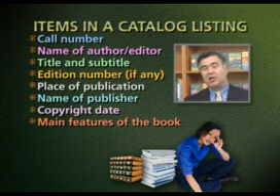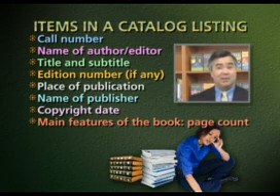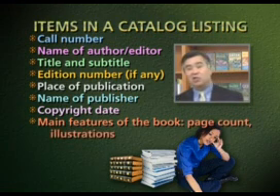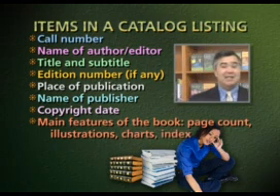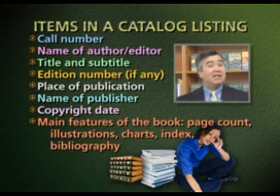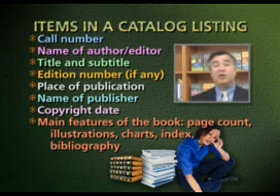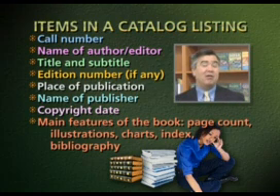The catalog listing will also list some of the main features of the book. For example, it'll show you how long the book is, the page count, whether or not it has illustrations, charts, whether there's an index, whether there's a bibliography. These kinds of details are not needed for your bibliographic information, so you don't have to write them down, but take a close look at them because they will give you a clue as to how useful and helpful the book is likely to be. If you're looking for a lot of good basic background information on an important topic, a book that's 64 pages is not likely to be very helpful. A book that's 400 pages is much more likely to have what you need.